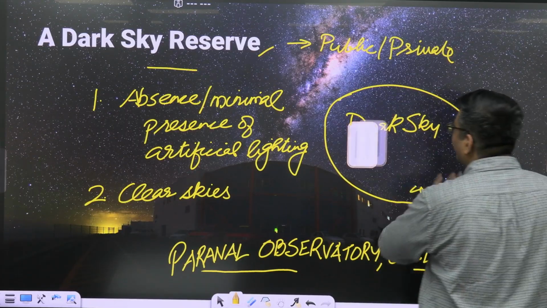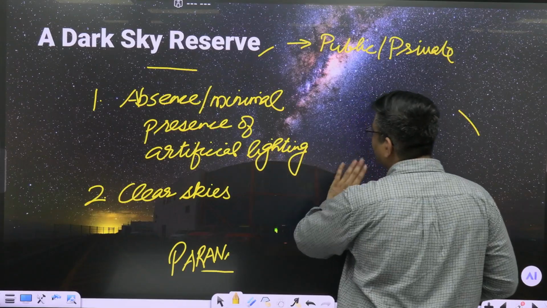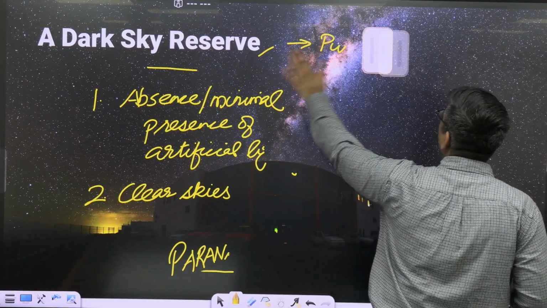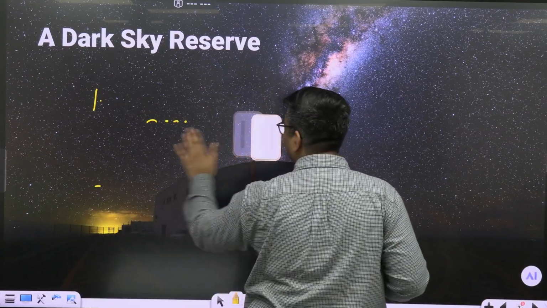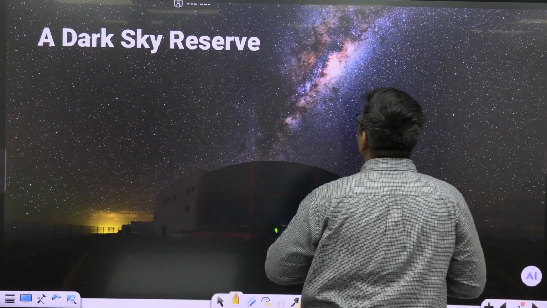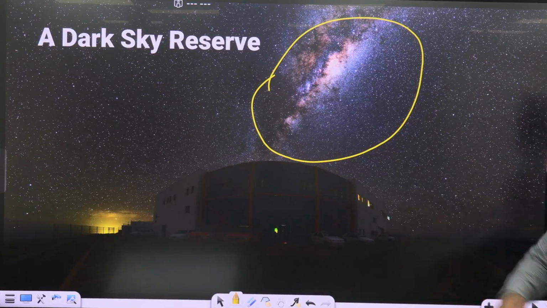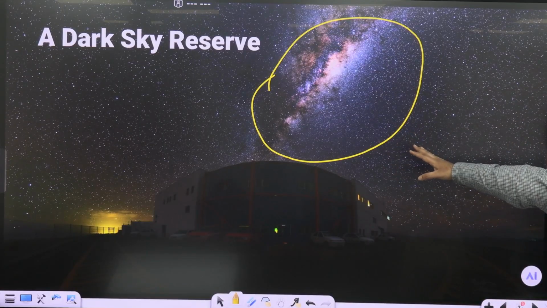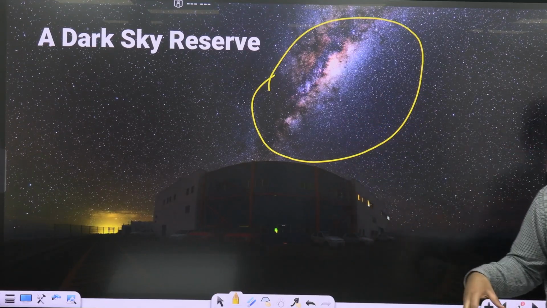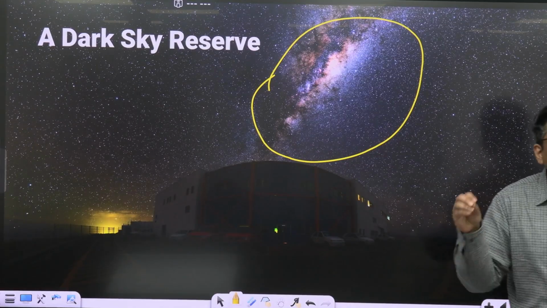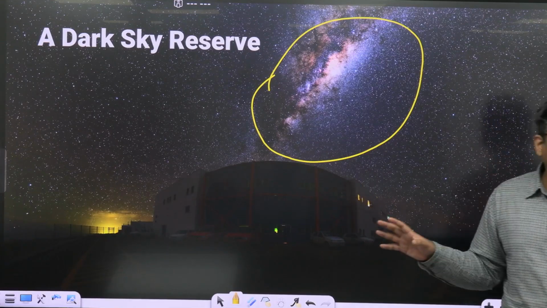So now when we talk about it, why is this something which is important? Now you would be shocked to know that this particular part of the sky that you see, this is actually a part of our own galaxy, Milky Way. This is how Milky Way looks from the earth, from those places which are dark.